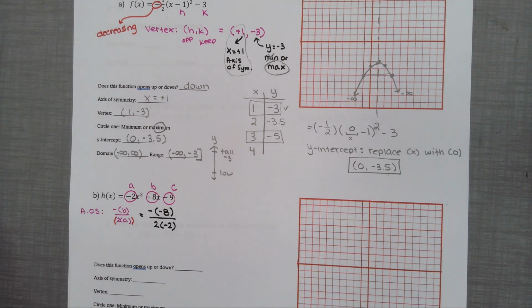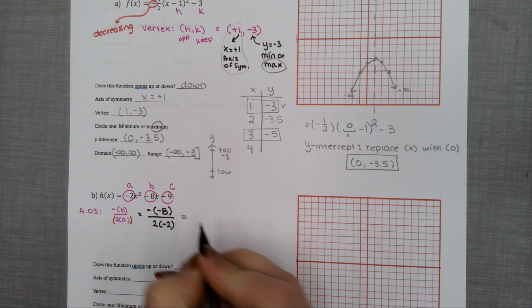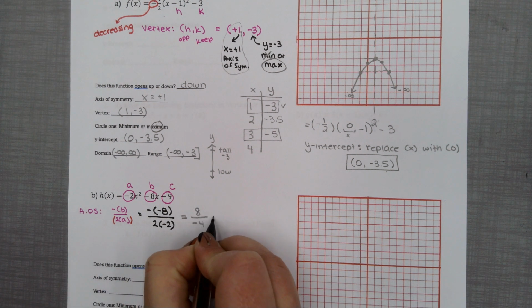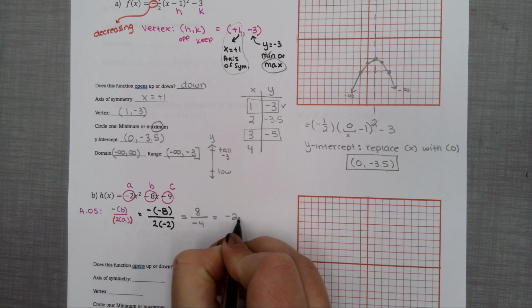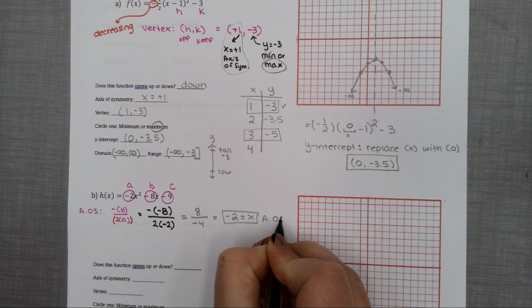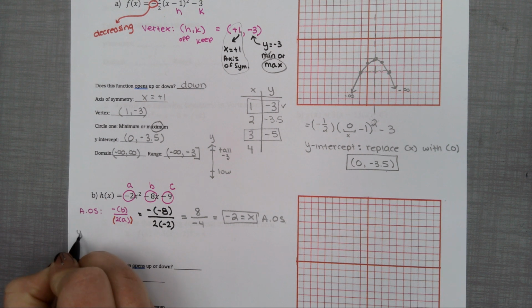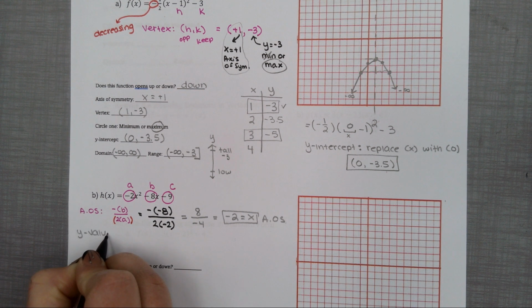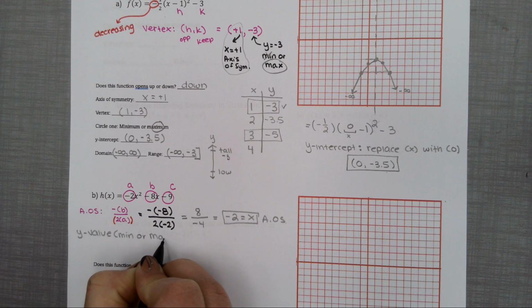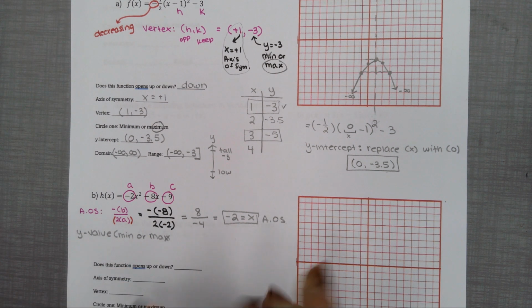I'm going to choose to do this by hand. So we have a positive 8 divided by a negative 4. So that means we have a negative 2 as our x value. Remember, this is our axis of symmetry. Using our axis of symmetry, we're going to find our y value. This is going to be your min or your maximum number, max.